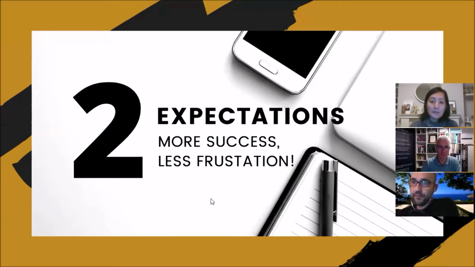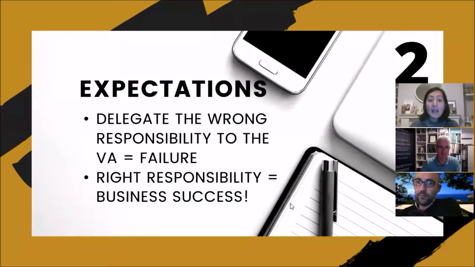And what do I mean by this? I mean that if you delegate the wrong responsibility to the VA, it will likely lead to failure or not achieving what you want to achieve. And on the flip side, if you give the right responsibility to the VA, that will increase chances of business success. So in this case, as property investors, it's knowing what best to delegate to your property VA.